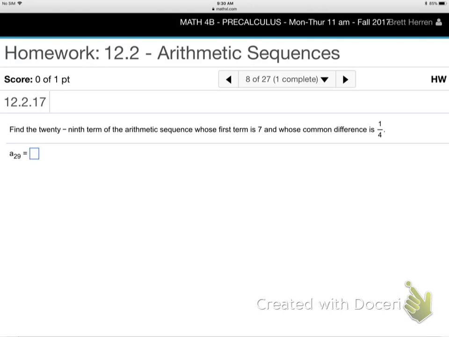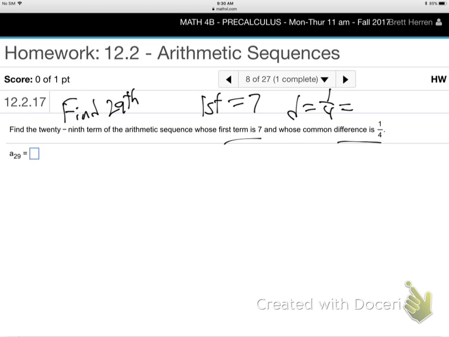Okay, so the 29th term, find the 29th, so they want me to find the 29th, and they're saying the first term is 7, the difference is 1/4. So the first term is 7, the difference, the jump amount from term to term, is 1/4. You know what I would do? I'd make that a decimal, 0.25, you know? I think it'd be easier to work with decimals in your calculator.